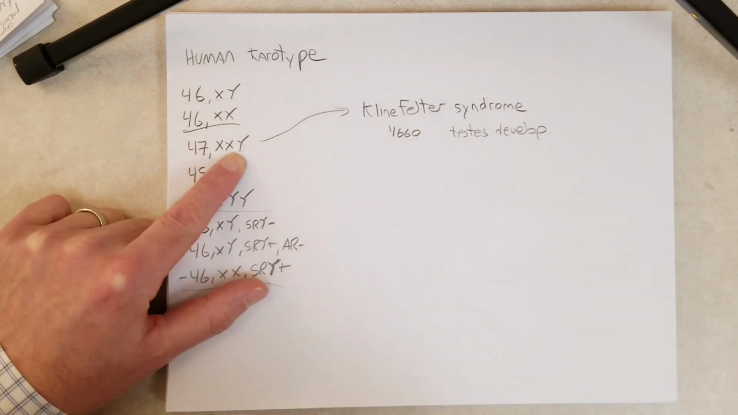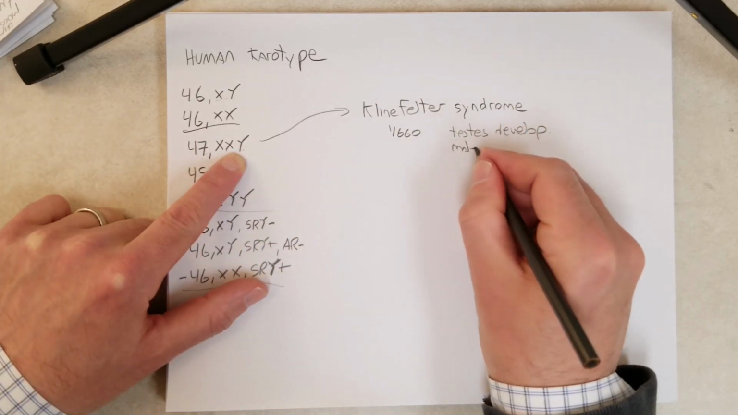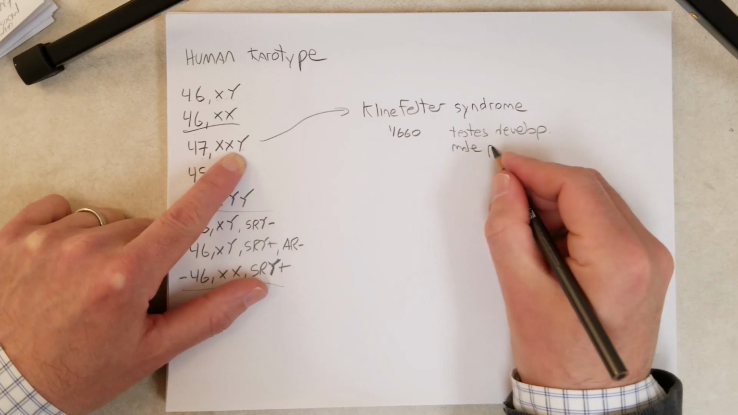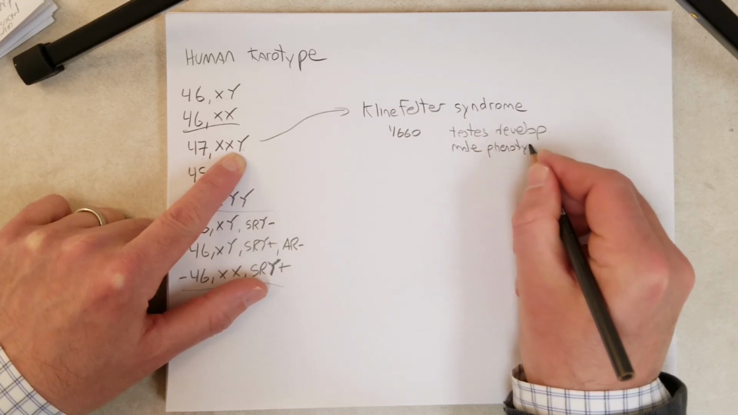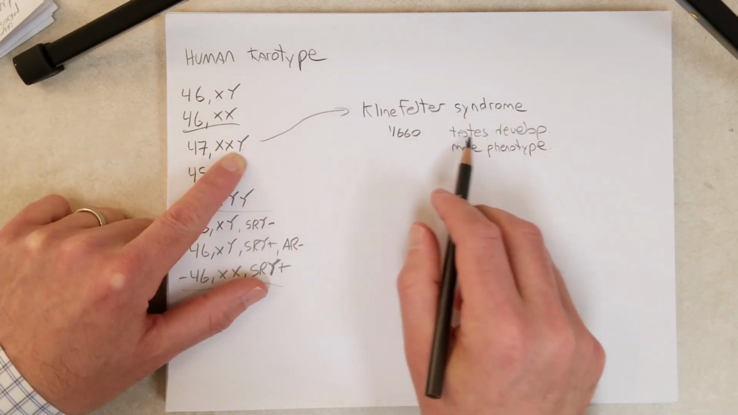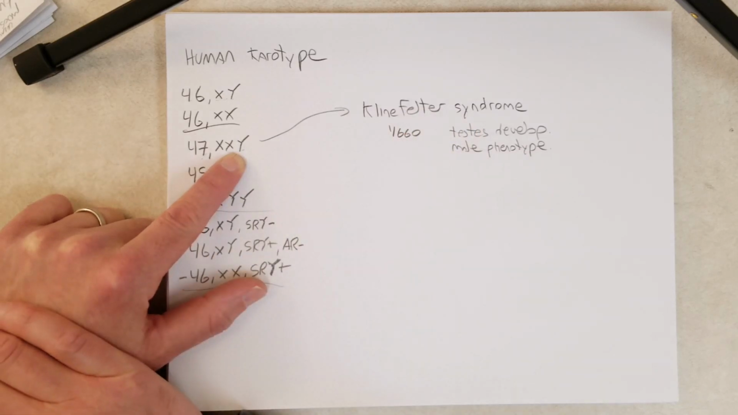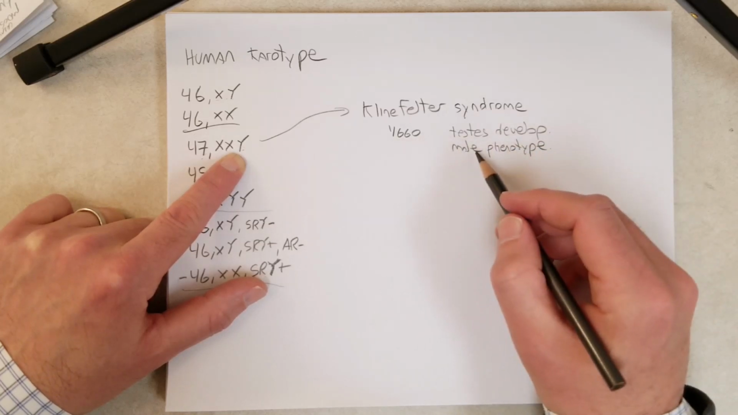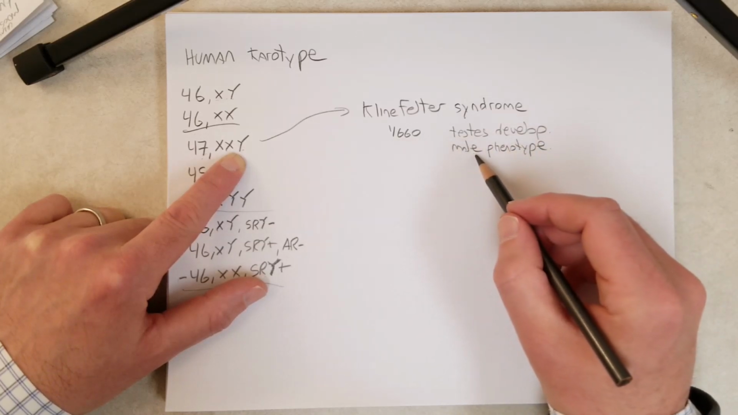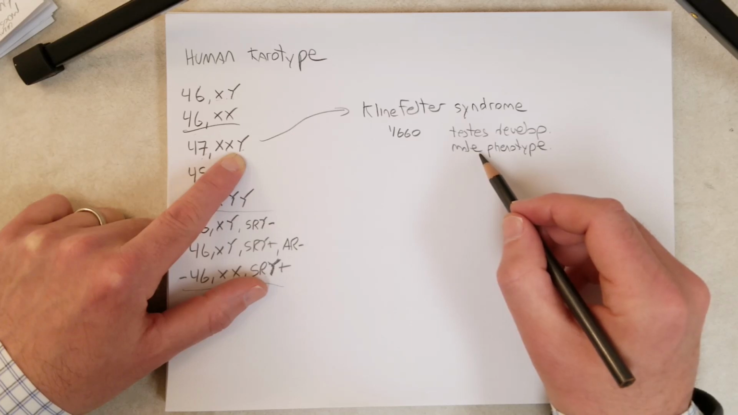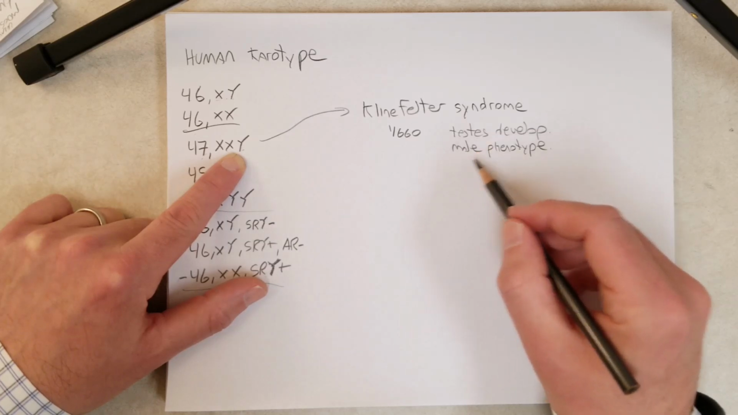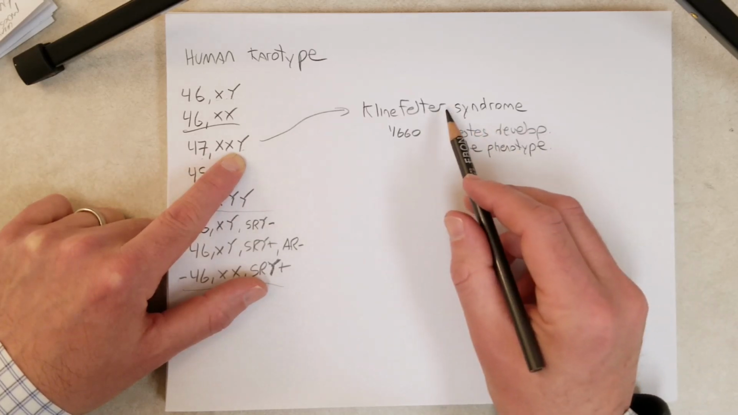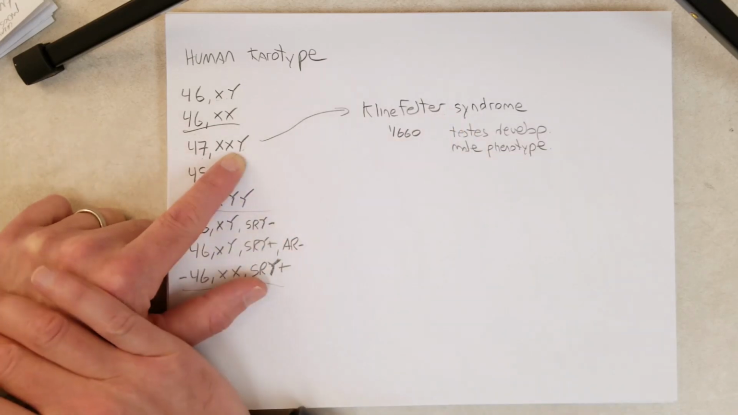And the phenotype is male. So just what we would associate with a male phenotype is seen in individuals with Klinefelter syndrome. However, and I think in the notes we have some other phenotype information about individuals with this Klinefelter syndrome.